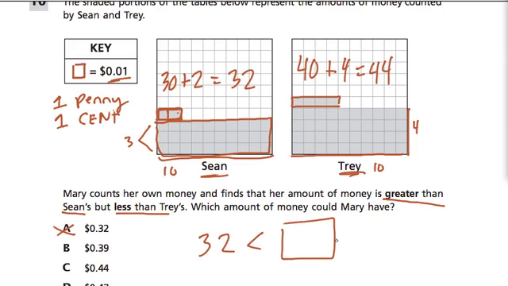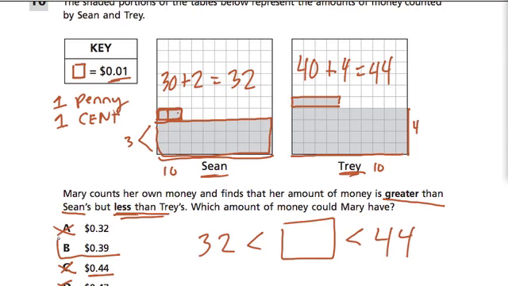This symbol means bigger than, and at the same time less than 44. So I'm going to cross D out. It says 47. That's more than what Trey had, but we need something that's less than what Trey had. I'm going to cross out 44 because that's equal to what Trey had, right? 44 cents, that's what this means.